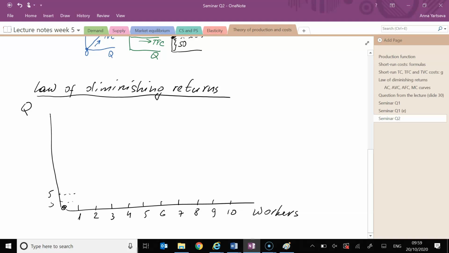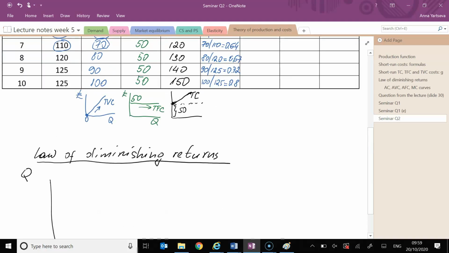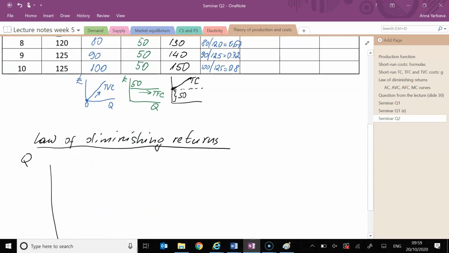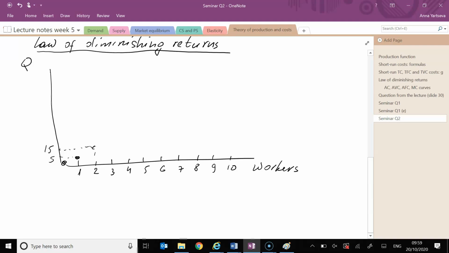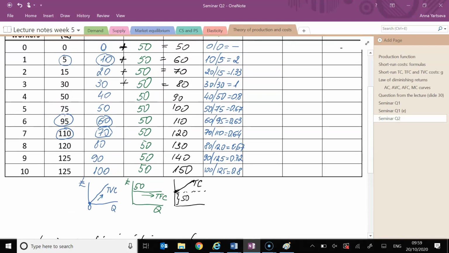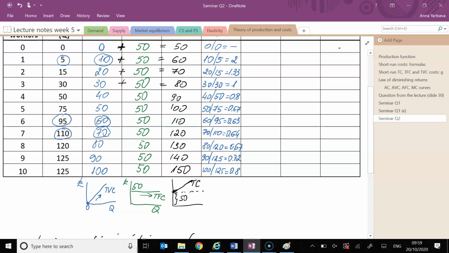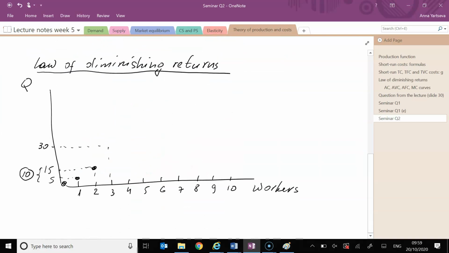I'll start with the lower numbers. This will be our first point. Second worker produces 15 units. So somewhere here, 15 units. In other words, the second worker adds 10 units to the production process. It increases output by 10 units. It's the difference between 5 and 15. Third worker. Together, 3 workers produce 30 units of output. We are somewhere here. The third worker will increase production from 15 to 30 units. In other words, he will add 15 units. He will help us to increase production by 15 units.